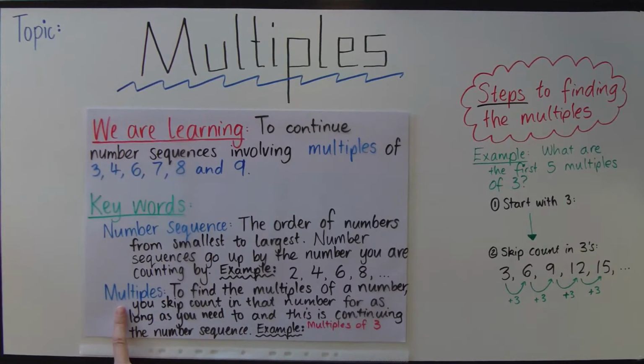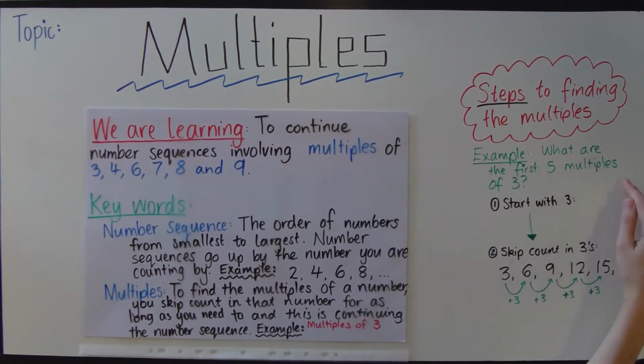And then we're looking at the definition for multiples now. To find the multiples of a number, you skip count in that number for as long as you need to, and this is continuing the number sequence. An example would be the multiples of 3, and I've got over here some steps to help you remember how to find multiples or how to work them out.